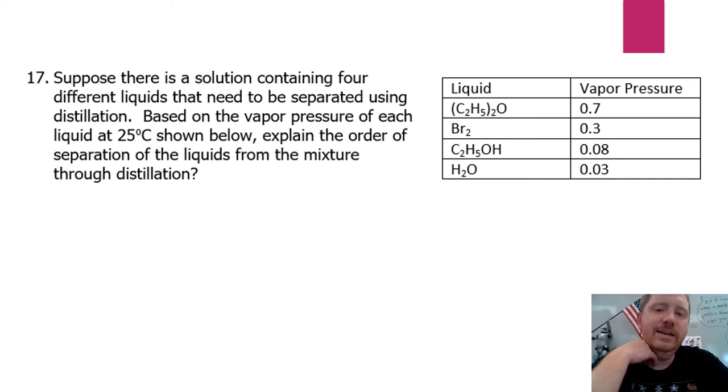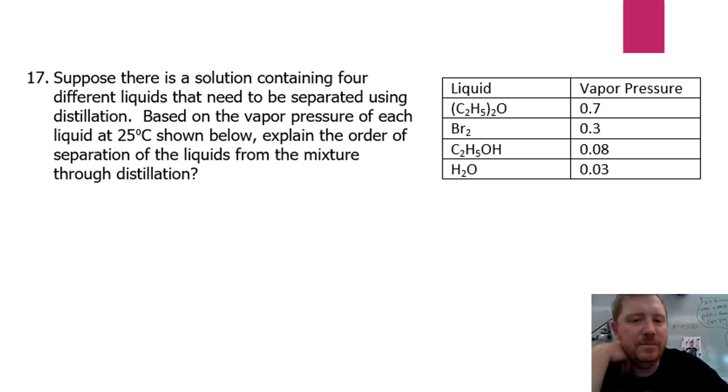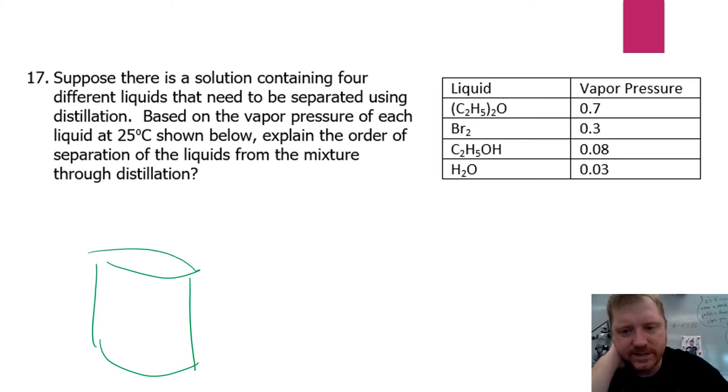Suppose there's a solution that contains four different liquids that need to be separated using distillation based on the vapor pressures at 25 degrees Celsius. Explain the order. Okay, well let's explain what vapor pressure is again. So we have a beaker. Nice drawing. And in that beaker there is a liquid. And of course this beaker is sealed. There we go. It's got a lid on it now that it's got this liquid in there. So some of this liquid is going to vaporize and become a gas and be flying around.